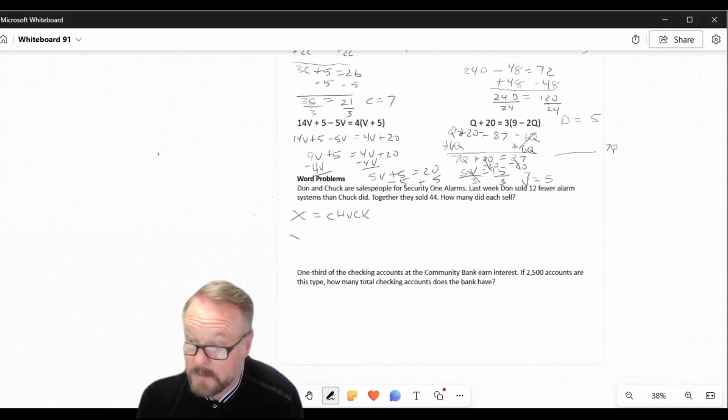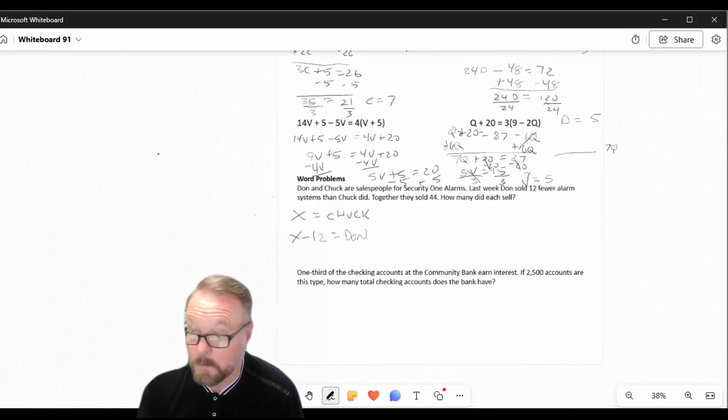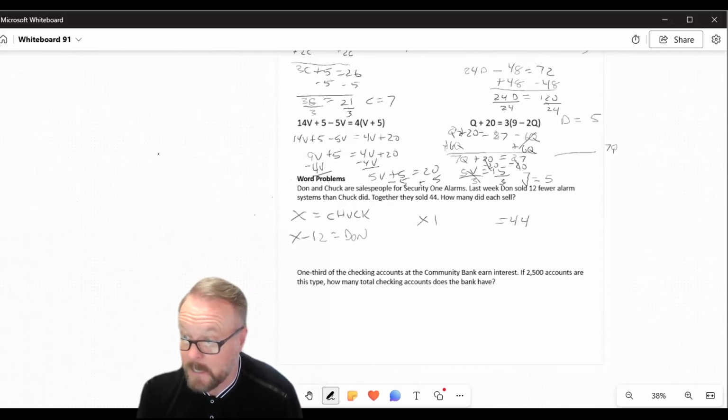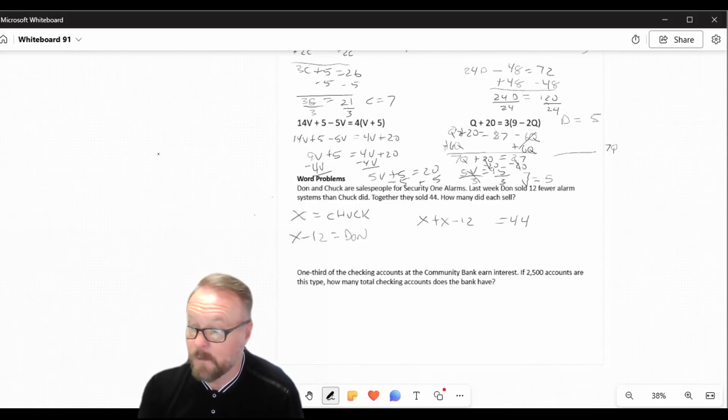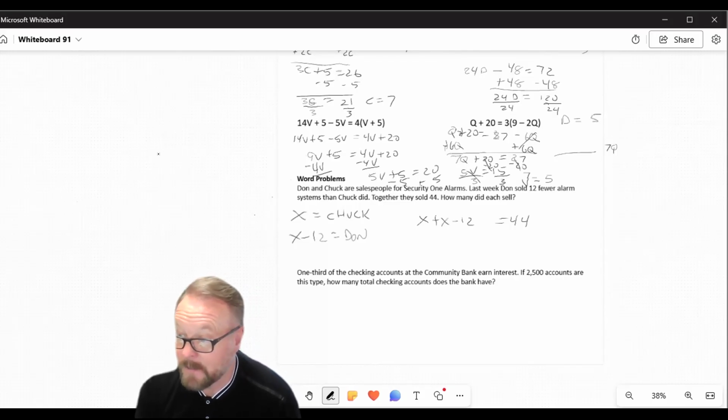And then X minus 12 equals how many Don sold. Does that make sense? Because Don sold 12 fewer than Chuck. So X is what Chuck sold minus 12. And altogether, they equal 44. So I can write the problem this way. X plus X minus 12 equals 44. All right, I can rewrite it. 2X minus 12 equals 44.